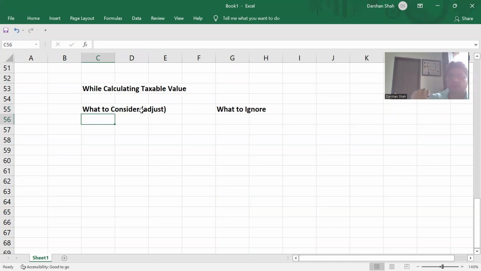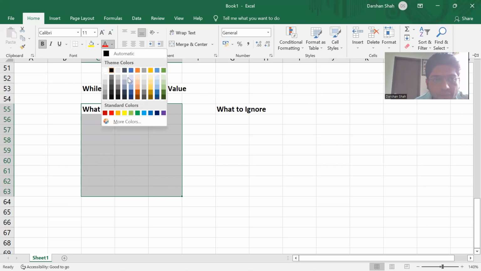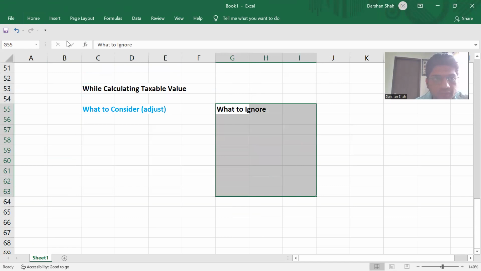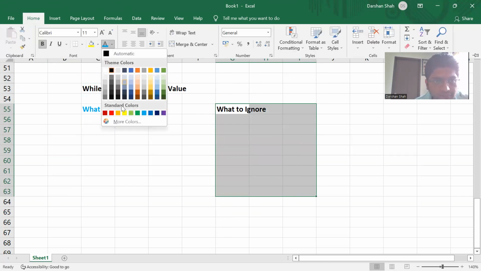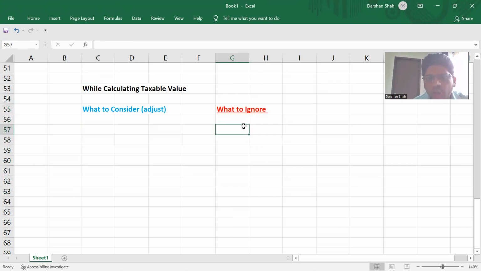Let us write this list down then. This will be the entire concept of taxable value. Understood now what I'm saying? When I say what to ignore, you will just ignore it in your calculation. You will neither add nor deduct, you will just skip that. And when I say what to consider, you will have to actually adjust it. You will have to either add it or deduct it.